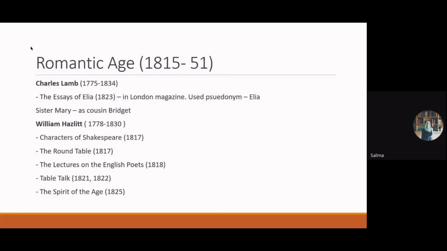Moving to William Hazlitt, he has written Characters of Shakespeare's Plays, and he talked about Imogen, Desdemona and all those female characters. And moving to The Round Table, it is also an important essay. The Lectures on English Poets, he has taken so many poets for his references. And moving to Table Talk and The Spirit of the Age, we call it zeitgeist.